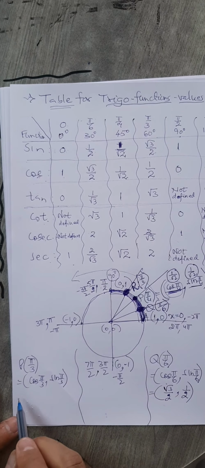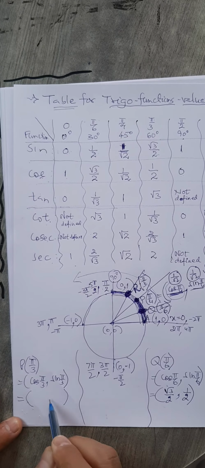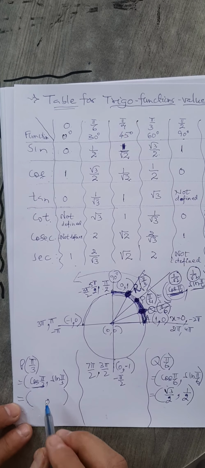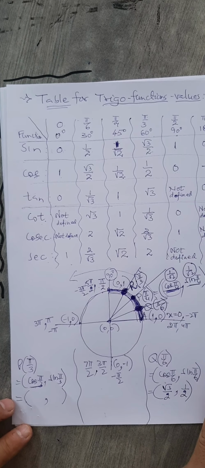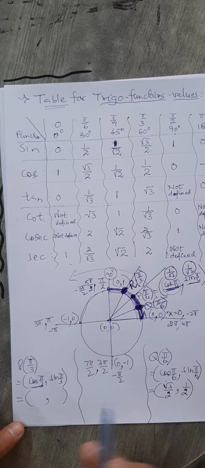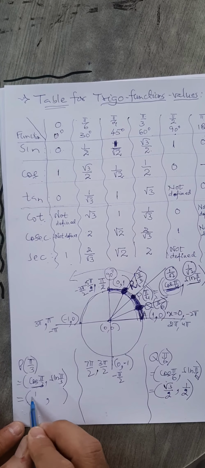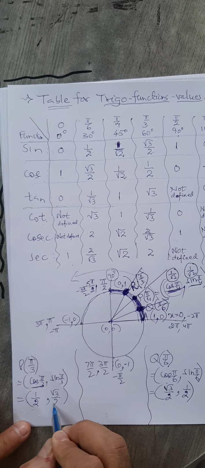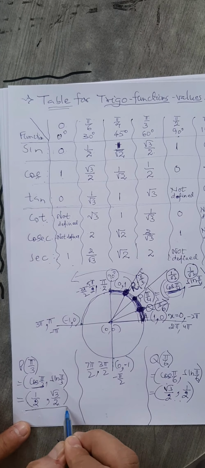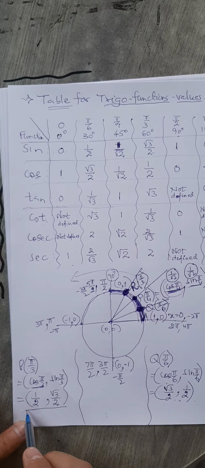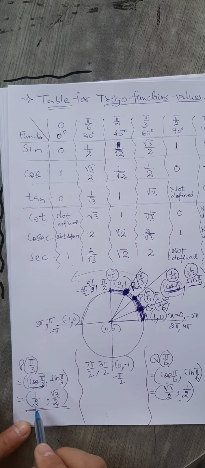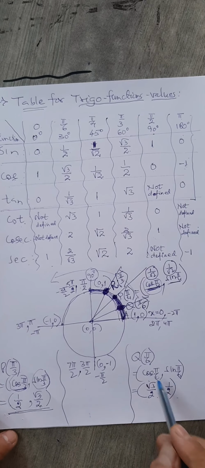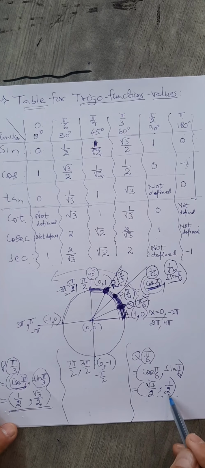Now cos pi by 3 and sine pi by 3, it can be proved that this coordinate is nothing but, we can show that cos pi by 3 is nothing but 1 by 2 and sine pi by 3 is nothing but root 3 by 2. It is just the reverse of this. So we can say that cos pi by 3 is 1 by 2, sine pi by 3 is root 3 by 2. This one: cos pi by 6 is root 3 by 2, sine pi by 6 is 1 by 2.